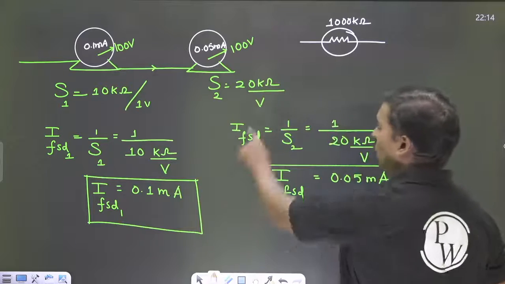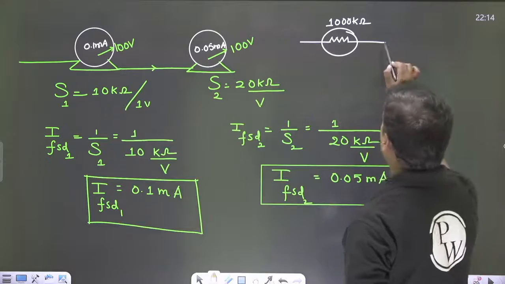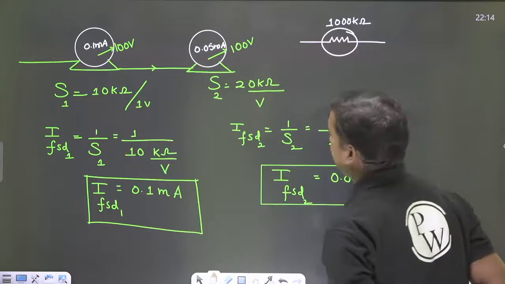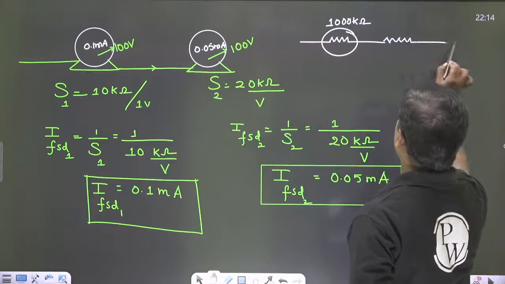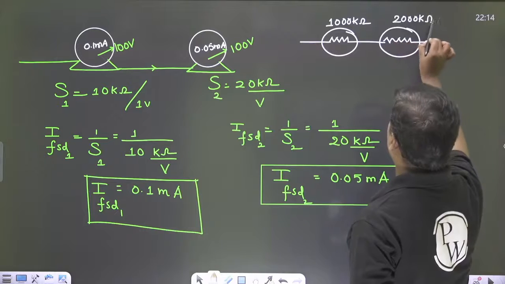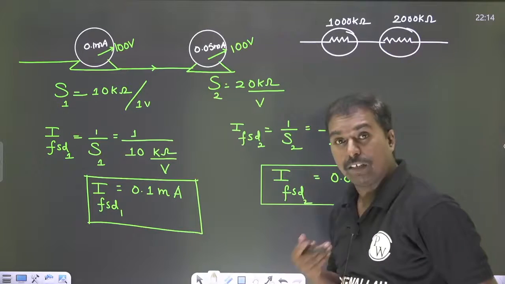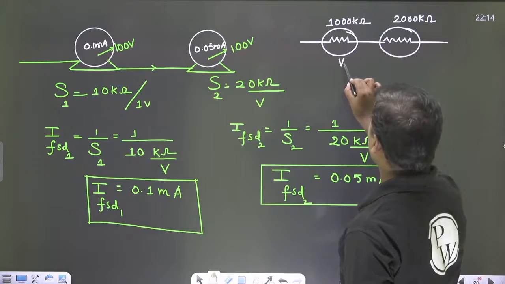Next, sensitivity 2. If you take 20 kilo ohms for 1 volt, then for 100 volts it will offer 100 into 20, that means 2000 kilo ohms. Now these are the internal resistances offered by this particular voltmeter at what condition? At full scale deflection.